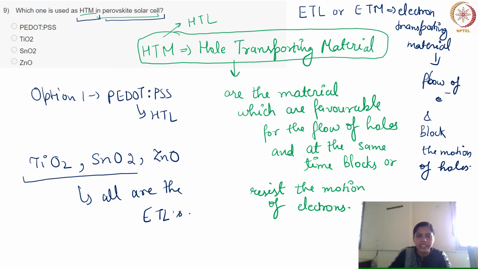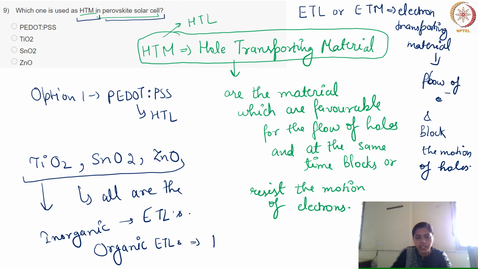So basically these are the inorganic ETLs. There can be organic ETLs as well, organic ETLs just like PCBM. Okay. So is this clear to everyone? If it is clear, you can write yes in the chat box. Okay. So now let's move on to the next question.